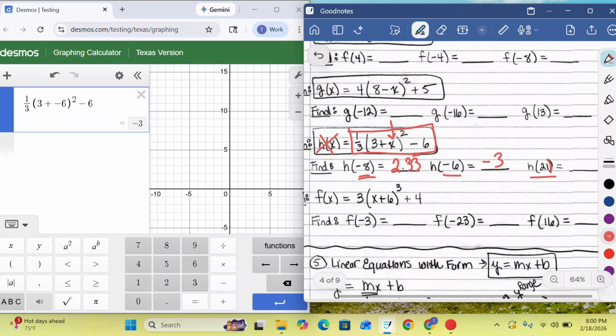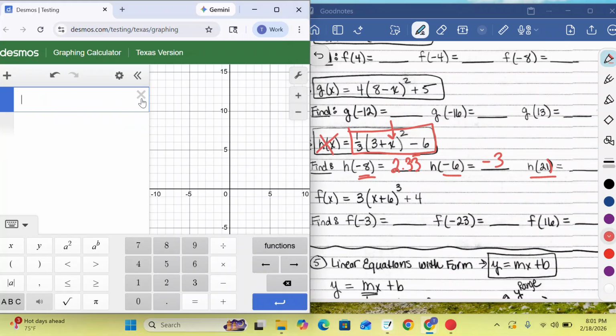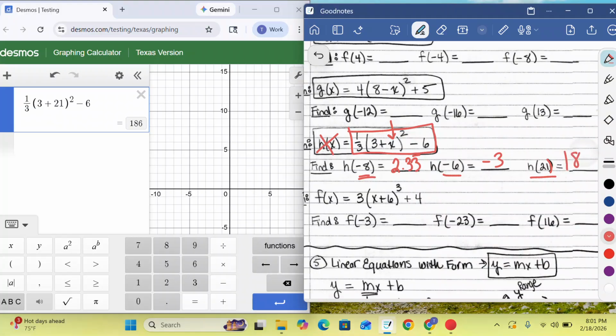Now I'm going to shrink it a little so then you can see the last one. And I'm going to evaluate for 21. So I'm going to go ahead and do this one. I'm going to do 1 divided by 3, space, open parentheses, 3 plus 21, close parentheses, square, minus 6, and the answer is 186.